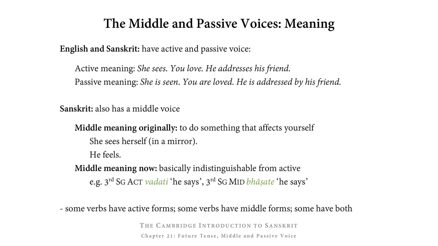So active verbs talk about doing something, whereas passive verbs talk about having something done to you or experiencing something. Sanskrit, in addition to active and passive, also has what we call a middle voice, and in English grammatical terminology, the term middle was chosen because originally the middle voice had a meaning that was in the middle of active and passive. And that meaning originally was doing something that affects yourself.